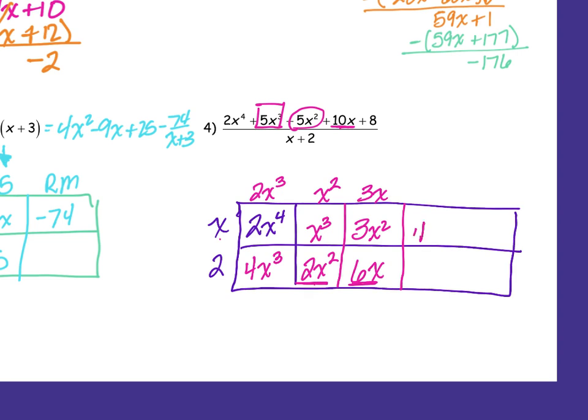4x. Yeah, 4x. What do I multiply x by to get 4x? That would be 4. And 4 times 2 is 8. And what do I add to 8 to get 8? Nothing. So I have a remainder of 0 this time. So my answer on this one is 2x to the third plus x squared plus 3x plus 4.